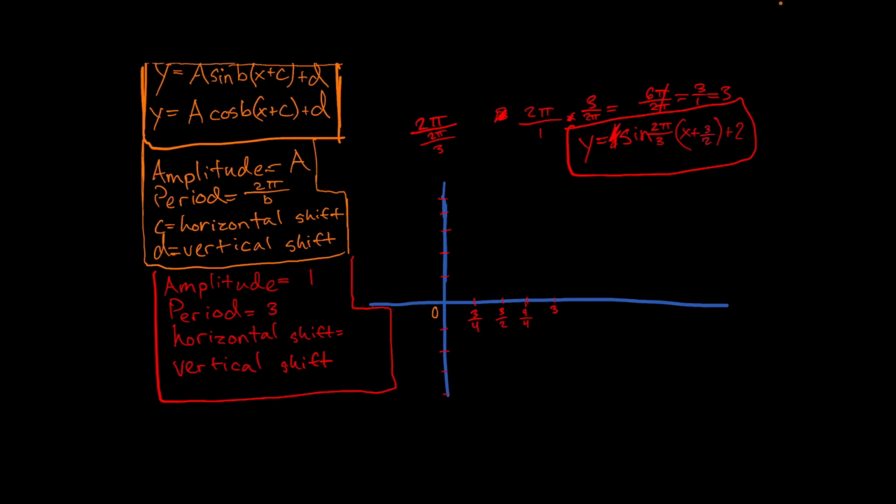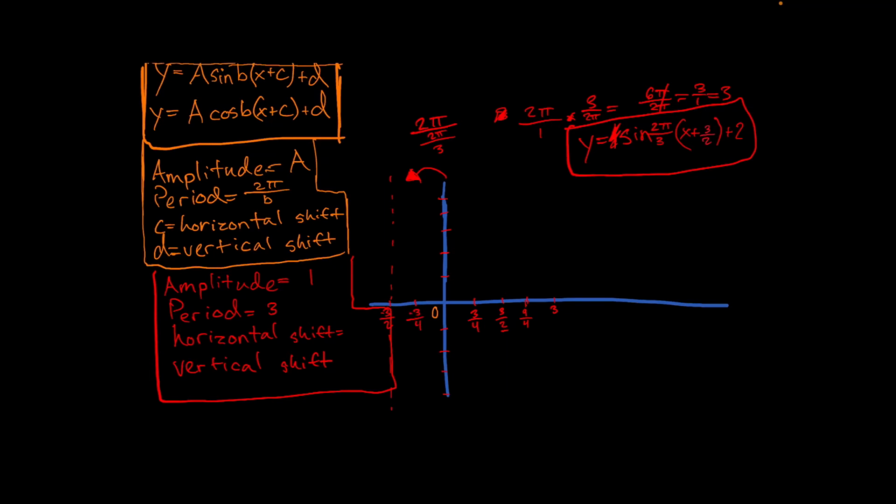Now, we have this plus 3 halves. Now, 3 halves is right here. If we add 3 halves, we're going to be shifting the y-axis to the left to negative 3 halves. But remember, we're not actually shifting it. We can just imagine it that way. Because we can imagine it that way, we can draw an imaginary y-axis right over here.